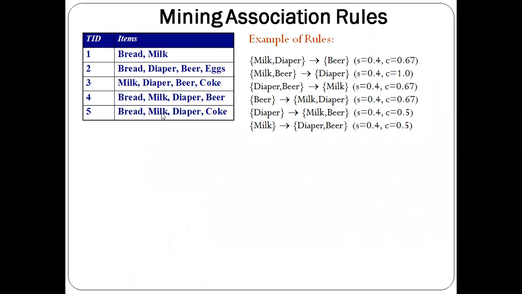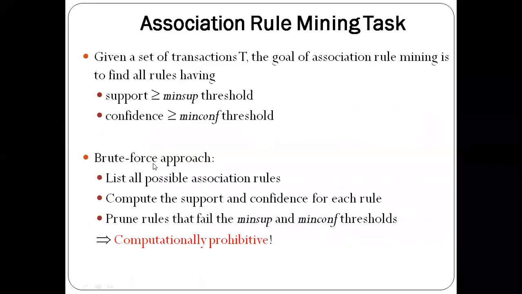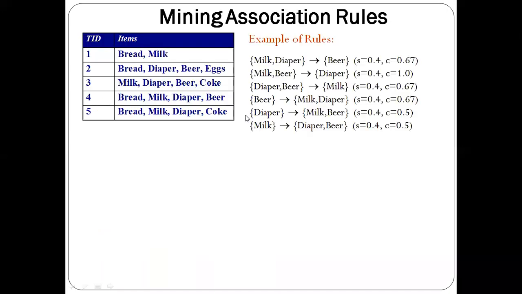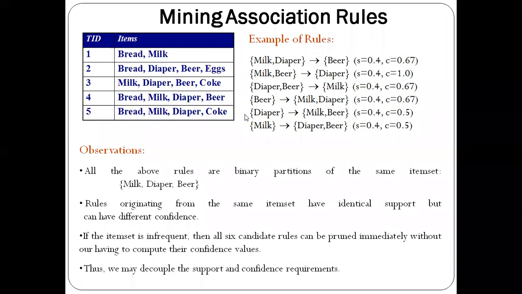In the previous method, where we followed the brute force approach, we calculated the support and confidence for all the rules, whether or not it was a good or interesting association rule, whether or not it was a frequent item set. In this example, all these rules contain the item set milk, diapers, and beer.